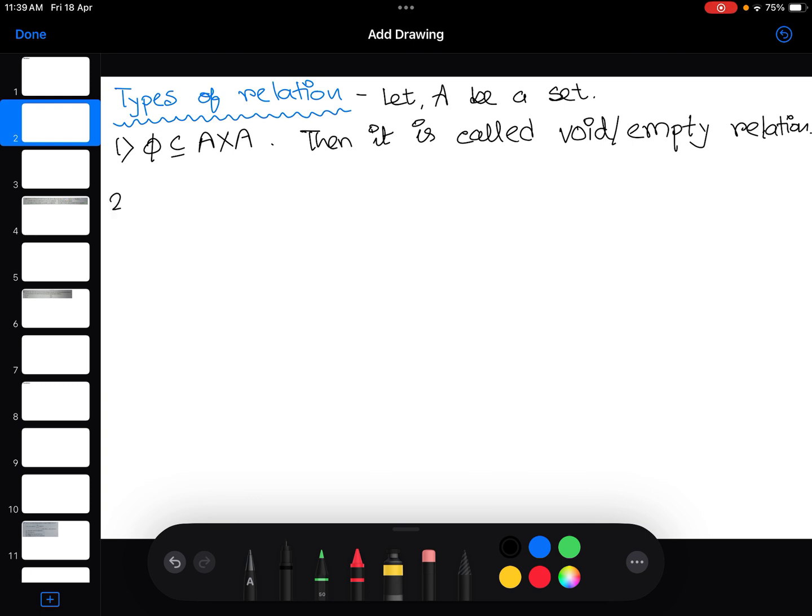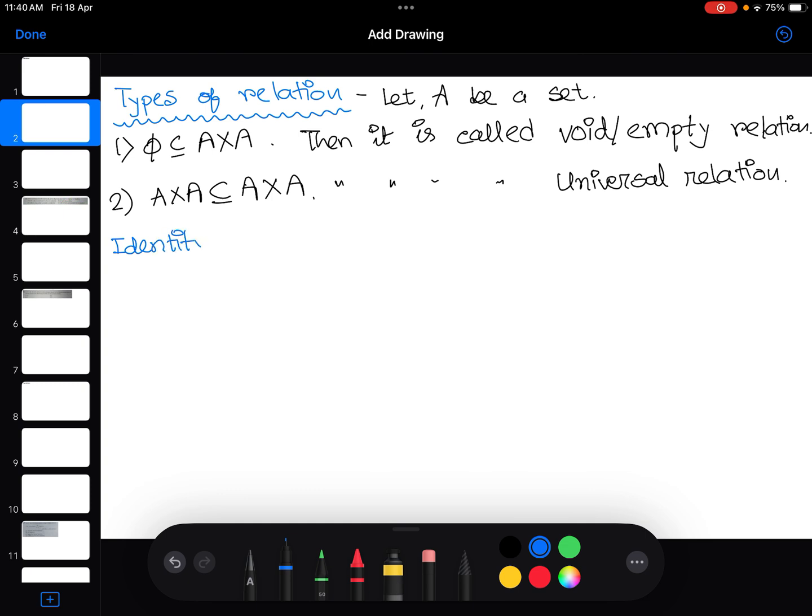Now number 2. Clearly A cross A is also a subset of A cross A, right? So it is also a relation on A. Then it is called the universal relation. Now here come the important ones. Identity relation.